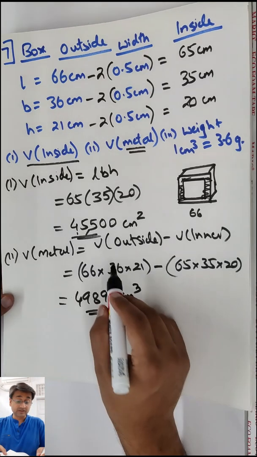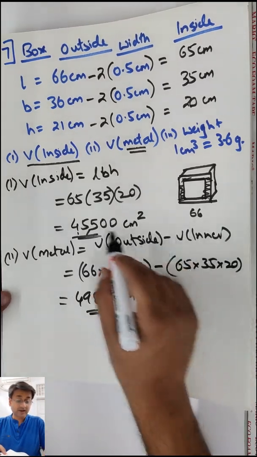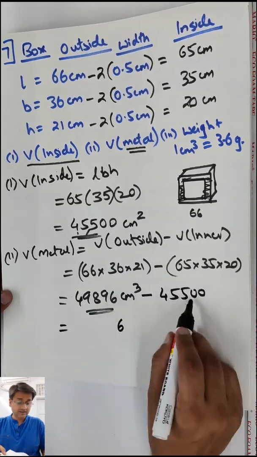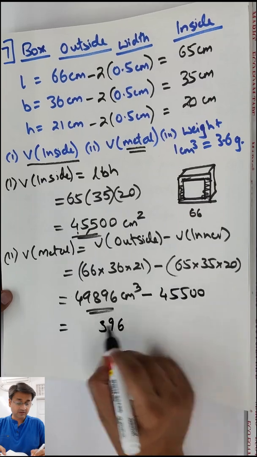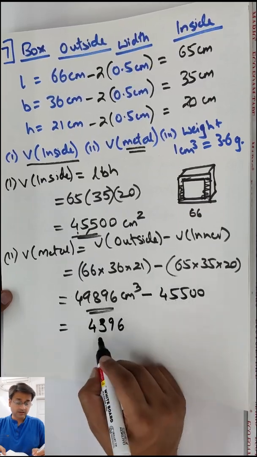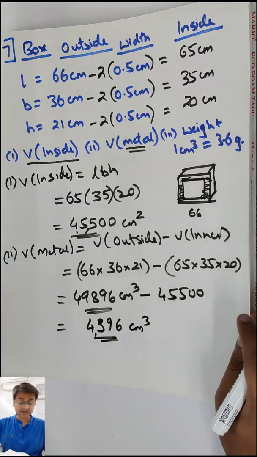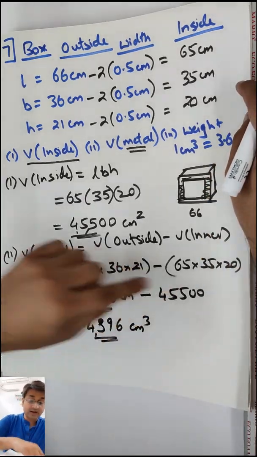Okay, yeah. This is outside minus inside. So this minus this, 45500. So I will get a 6, I will get a 9, I will get 3, I will get 4, and that's it. Centimeter cube. Tell me now if I am correct. 4396. Perfect. So outside minus inside.